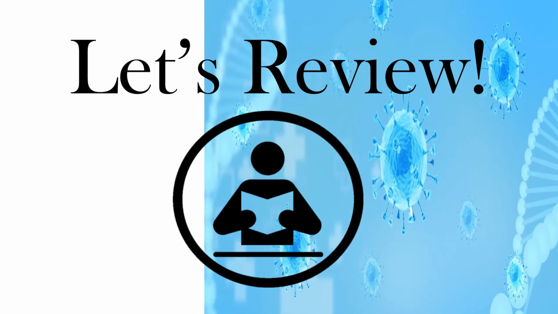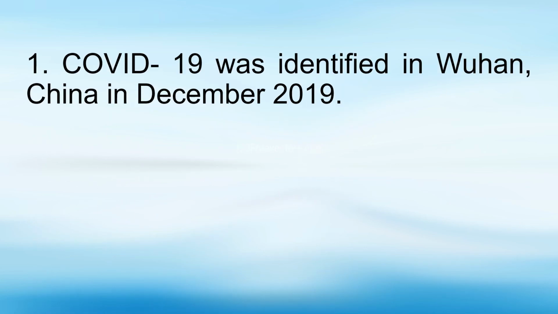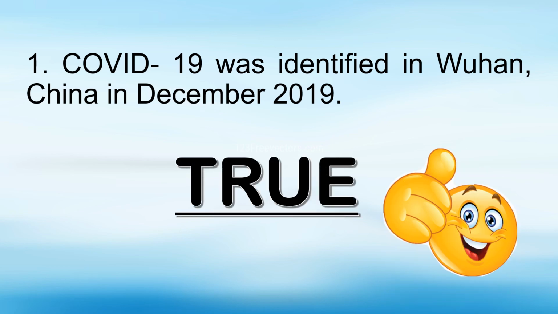And now, let's review. So let's start. I have different questions here and you need to answer true if the statement is correct, and false if the statement is wrong. Number 1. COVID-19 was identified in Wuhan, China in December 2019. Is it true or false? The answer is true. Very good. Next.